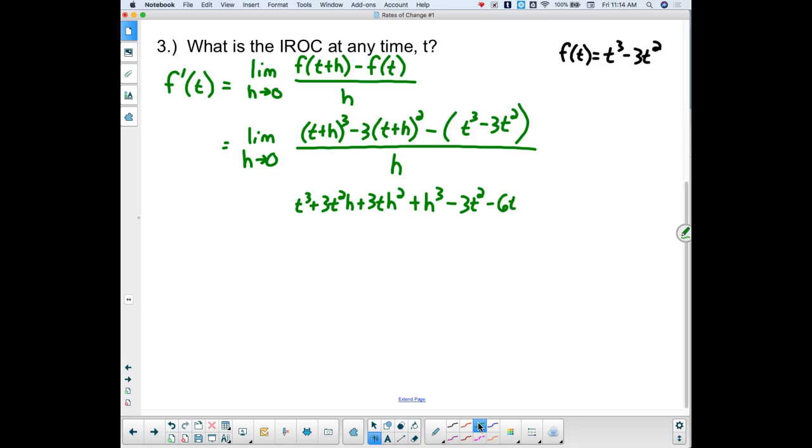minus 6th minus 3h squared, because t plus h quantity squared is t squared plus 2th plus h squared, and all that gets times negative 3, gets me that. Then minus t cubed plus 3t squared. All of that is over h.